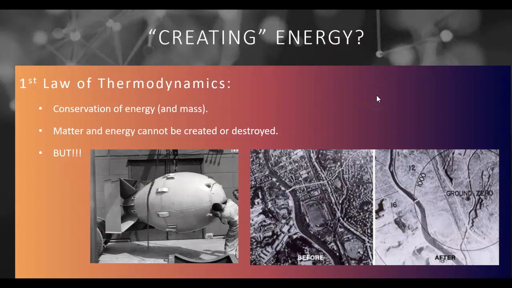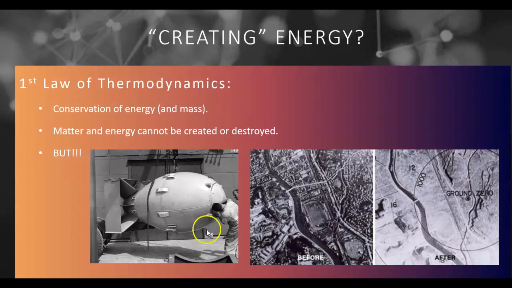Okay, so this is something that I hear a lot of times, that fusion and fission create a lot of energy. And if you remember the first law of thermodynamics, it says matter and energy can't be created or destroyed. You cannot have more of the energy at the end than you had at the beginning. You can't have more atoms in your products than you have in your reactants. And that seems so weird when you're talking about something like an atomic bomb.